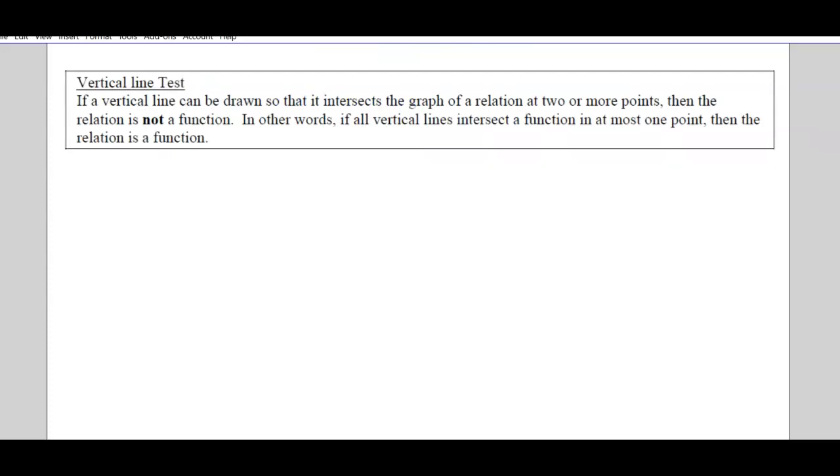So, a couple of definitions here. Vertical line test: if a vertical line can be drawn so that it intersects the graph of a relation at two or more points, then the relation is not a function. If all vertical lines intersect a graph at most once, then the relation is a function. Either one of those sentences means the same thing. Again, we're not going to ask you for the definition of the vertical line test. This test is not the definition of a function. It's how you can figure out whether something is a function.